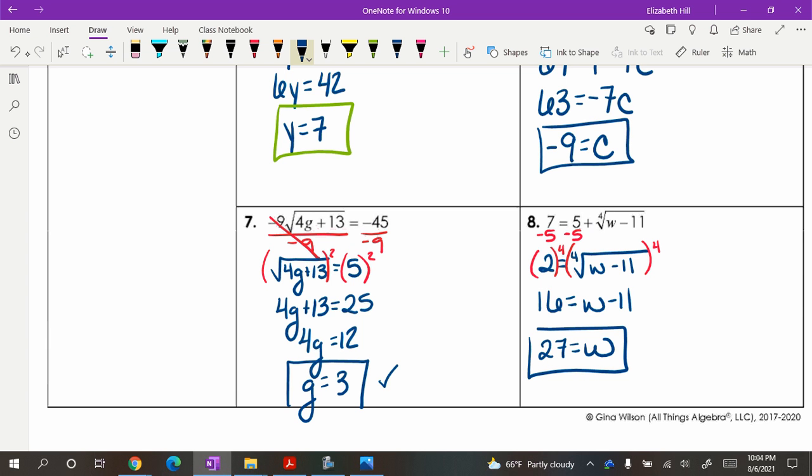So let's test that out real quick. 27 subtract 11, so that's 16. So if I take 5 plus the 4th root of 16, the 4th root of 16 is 2. So 5 plus 2 is equal to 7. So we are good to go.